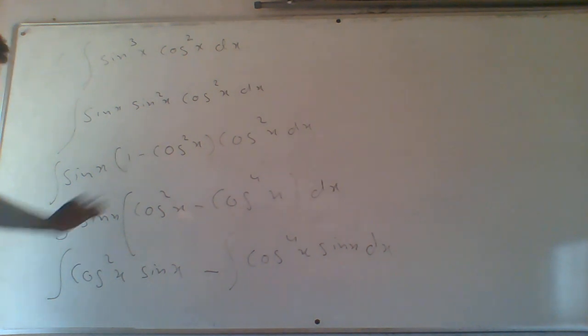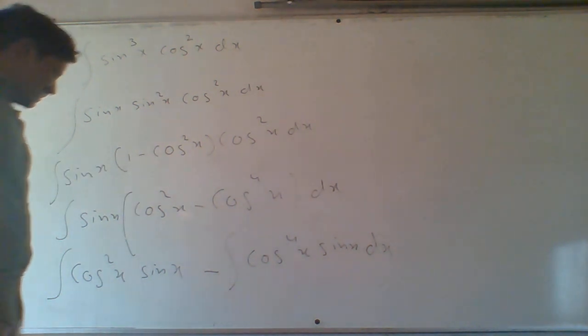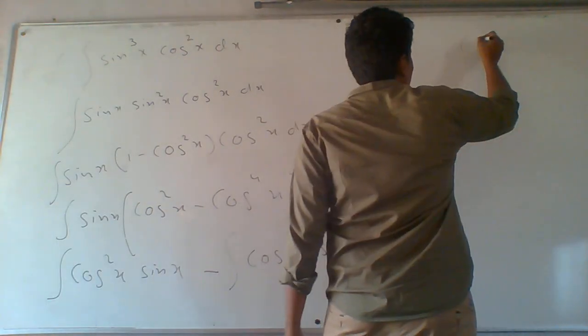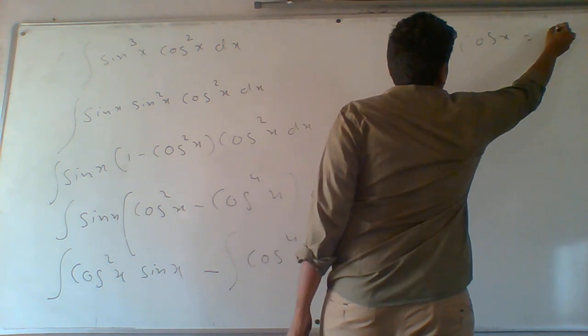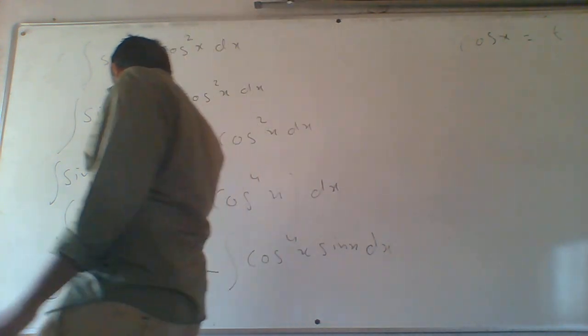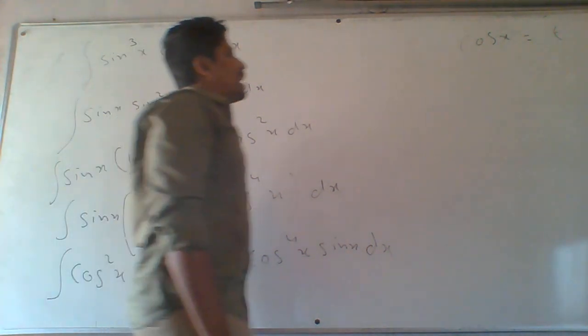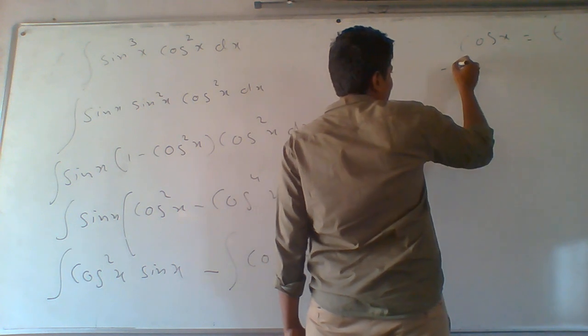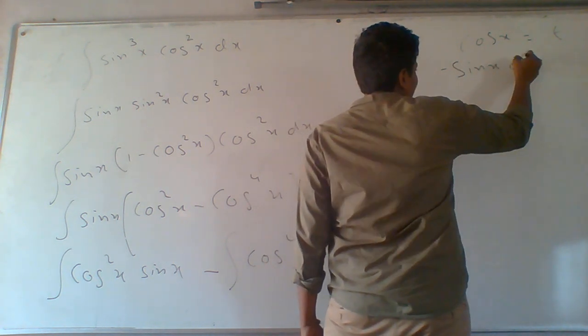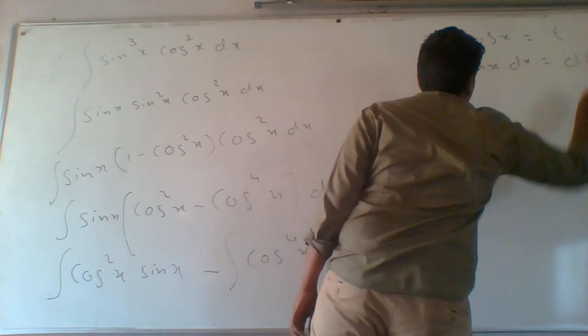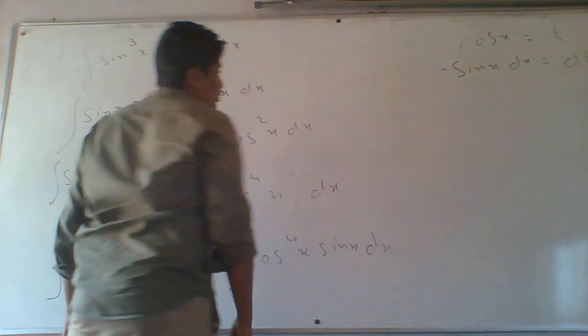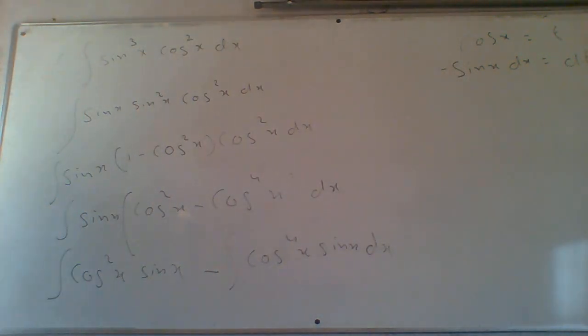In both integrals, assume cos x as t. If we assume cos x as t, apply derivative on both sides with respect to the variable: minus sin x dx equals dt. What is the derivative of cos x? It is minus sin x dx. Minus sin x dx equals dt.